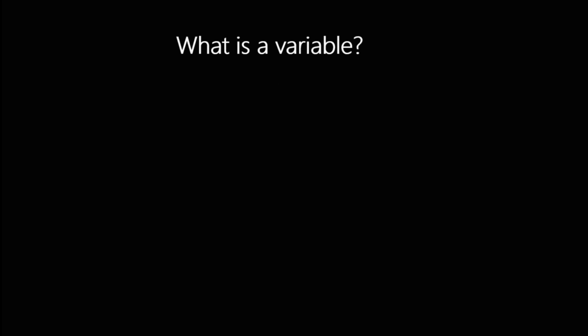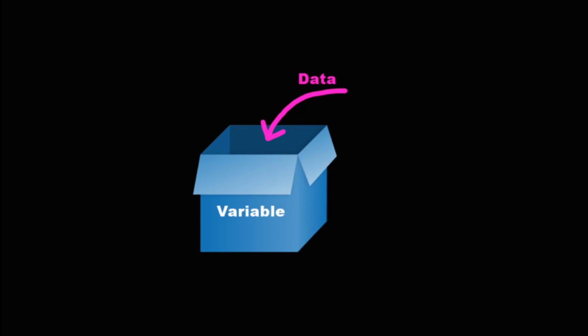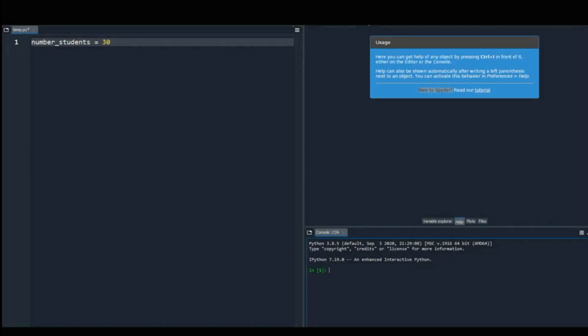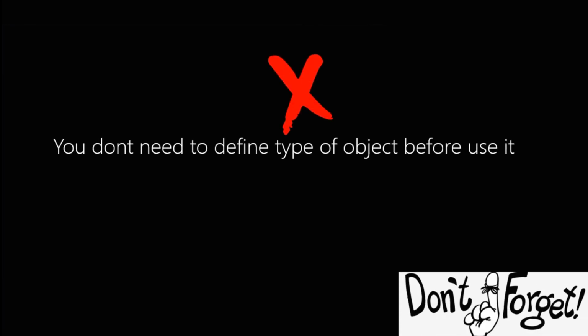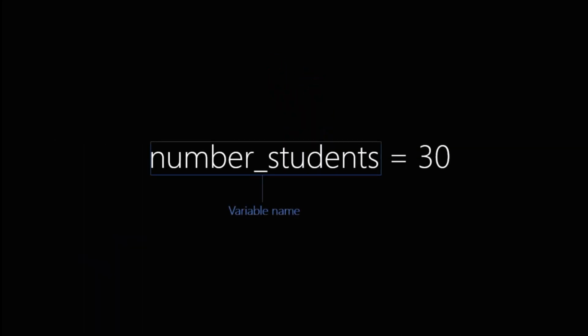So, first of all, what is a variable? Variables are names that you can create in Python to store values. For example, here we are creating a variable that stores the number of students. Keep in mind that you don't need to declare the variable type before using it, like in many other programming languages such as C or Java. In this example, the variable name is number_student. The equal sign is the assignment operator, and the value of the variable is 30.